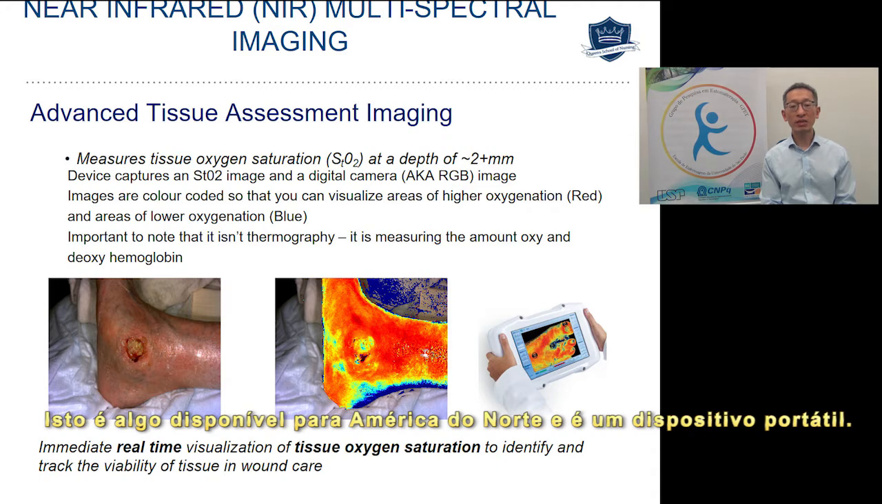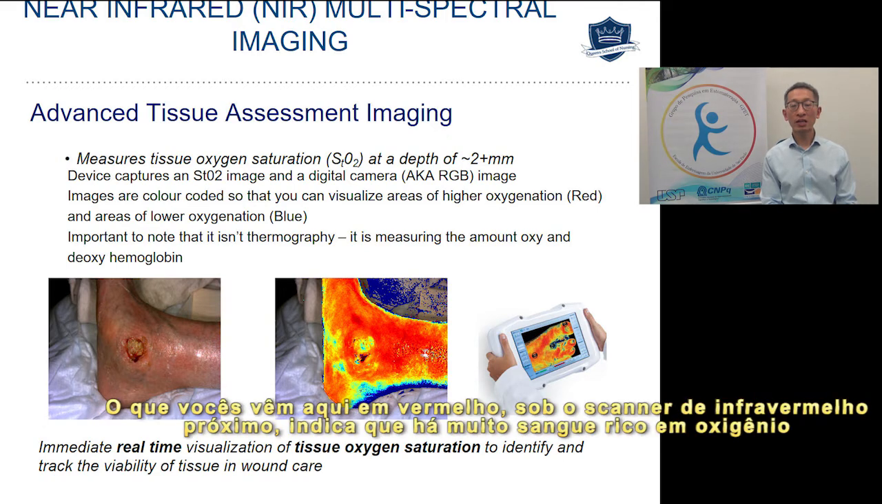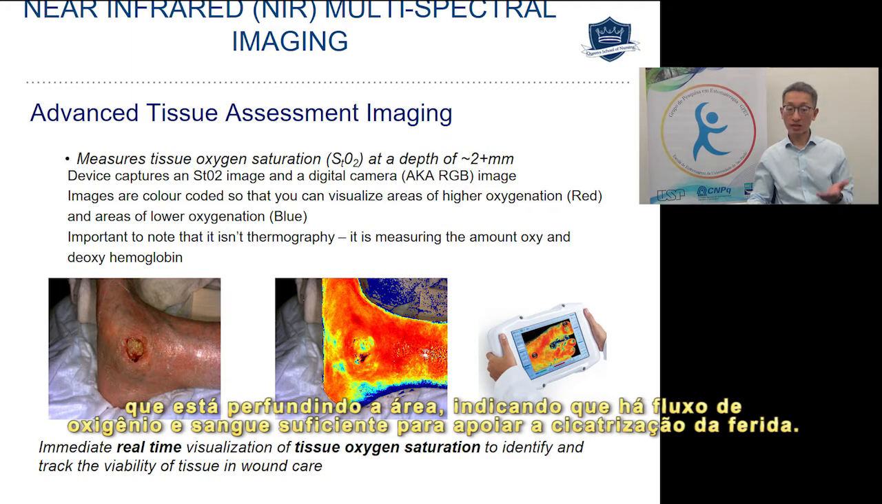This is something that is available in North America using a handheld device. Basically, what you see here in red discoloration under the near-infrared scanner indicates there's a lot of oxygen-rich blood perfusing the area. So it indicates there's enough oxygen and enough blood flow to support wound healing.